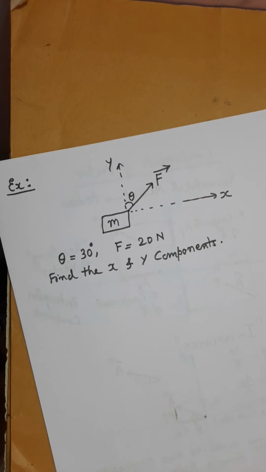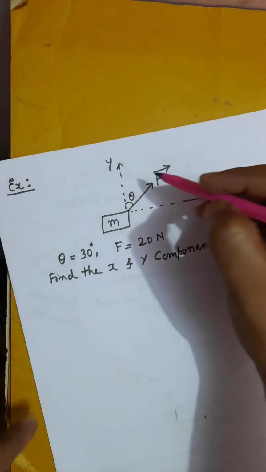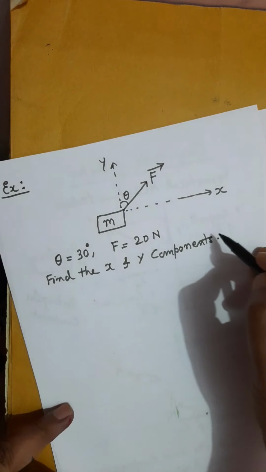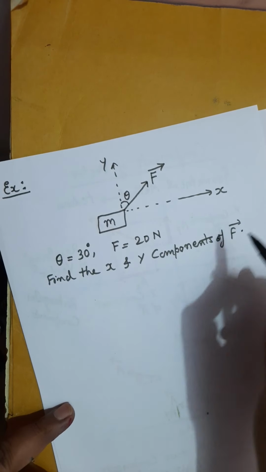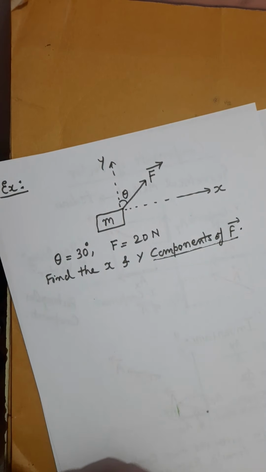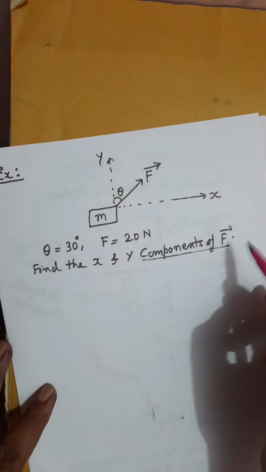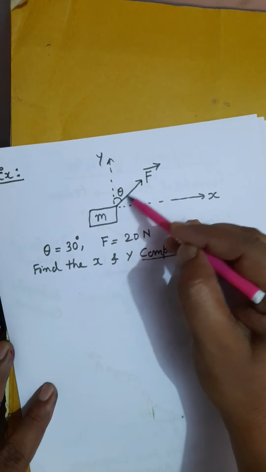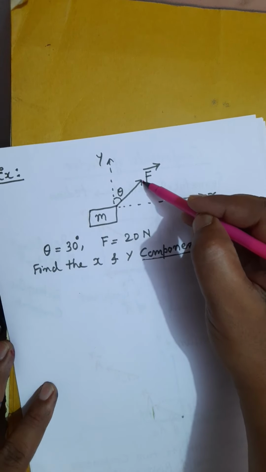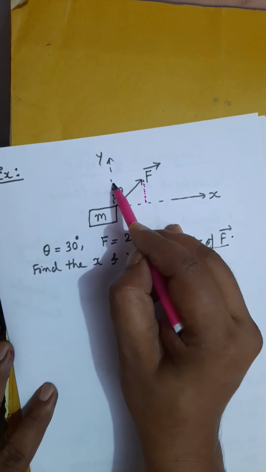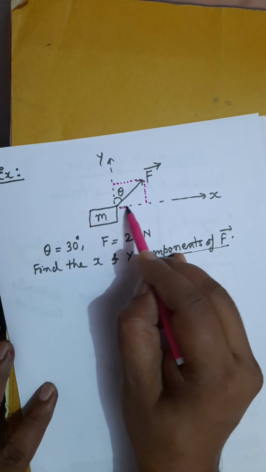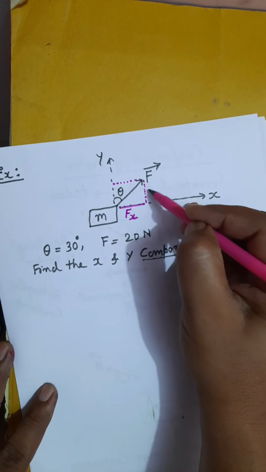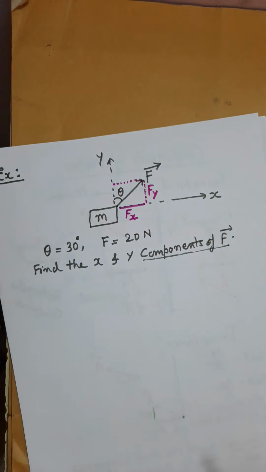So step number 1 was to drop perpendiculars from this vector. Notice that you're finding the x and y components of the force vector. So since we are finding the components of the force vector, we will drop perpendiculars from the two end points of this force vector. So here is your force vector. You drop a perpendicular on the x-axis and on the y-axis. This length, which is on the x-axis, will be denoted by fx and the other length will be fy.